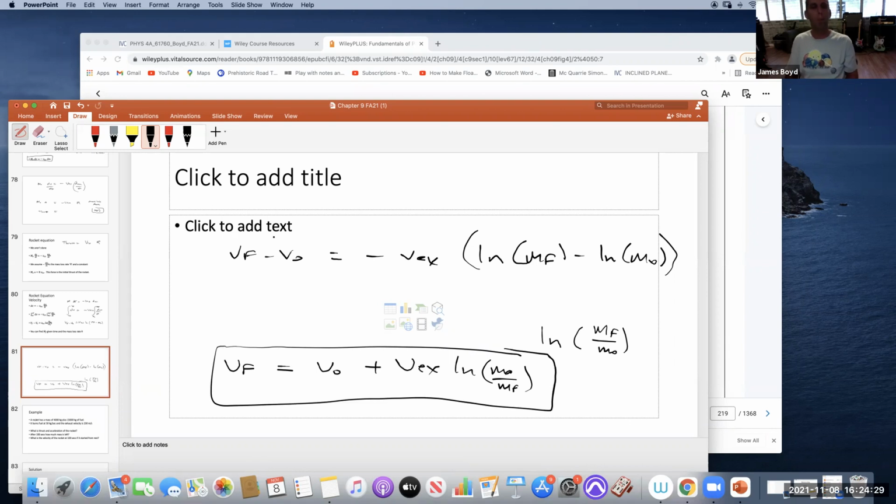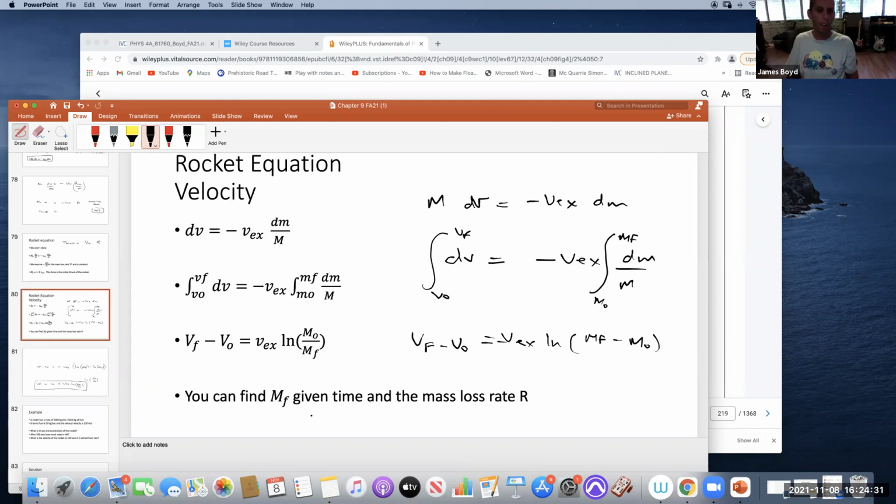So coming back to this, we can find m final given a time and a mass loss rate, right? So R is kilograms per second. So the mass final is mass initial minus R times time, okay? So you can subtract the mass lost in some time from the initial mass, find the mass final.